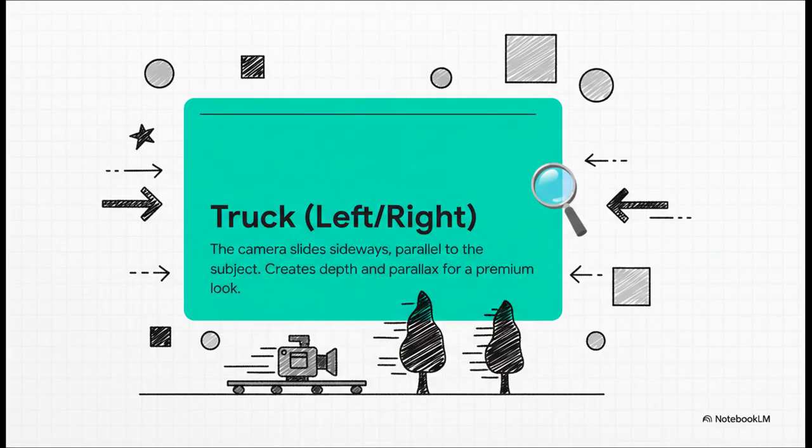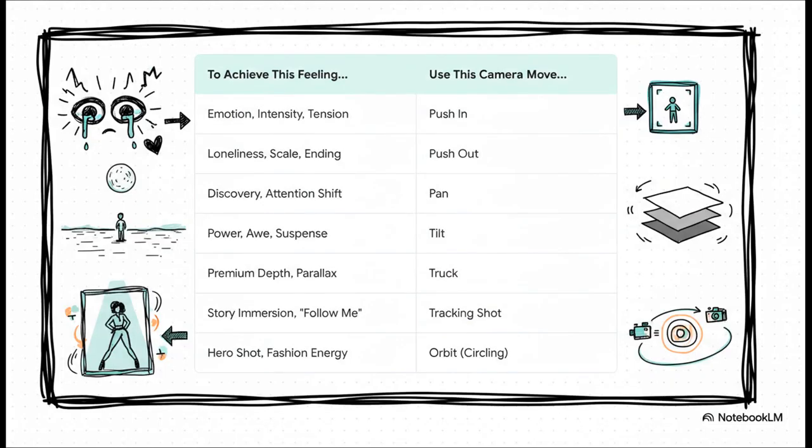And this is a secret weapon, the truck. Here, the camera physically slides sideways parallel to your subject. What this does is create this beautiful sense of depth and parallax, where things in the foreground move faster than the background. It's a simple move, but it makes your shot feel incredibly high budget and three-dimensional. It just looks expensive.